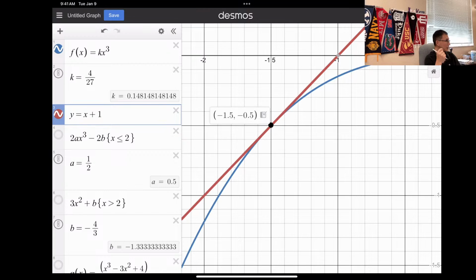Nearly. Two things happen here. Almost. Brandon? Okay, so the output has to be the same. Because they intersect each other. They actually touch each other. So the outputs are equal to each other. What else is equal to each other? Thank you. Slope.